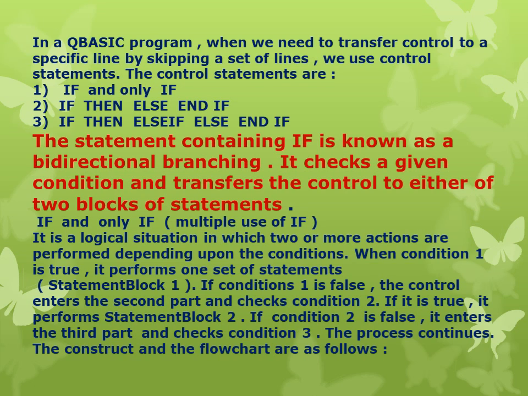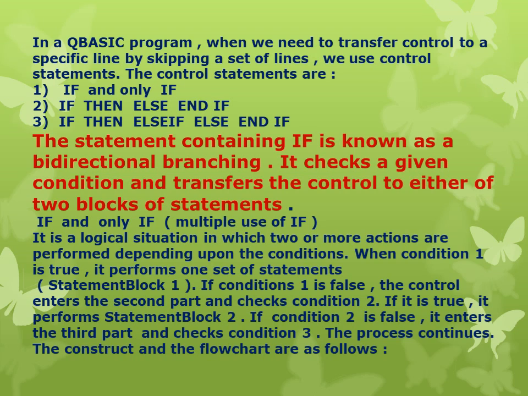In a QBASIC program, when we need to transfer control to a specific line by skipping a set of lines, we use control statements. The control statements are: 1. If and End If. 2. If Then, Else, and End If. 3. If Then, ElseIf, Else, and End If. The statement containing IF is known as bidirectional branching. It checks a given condition and transfers the control to either of two blocks of statements.